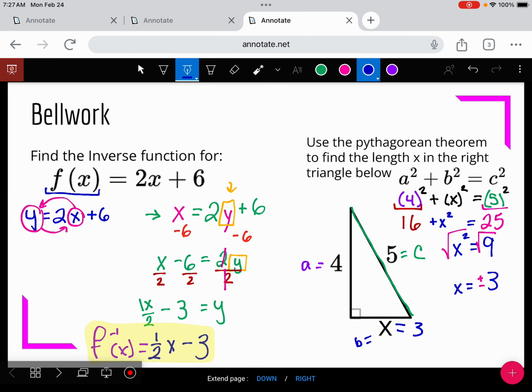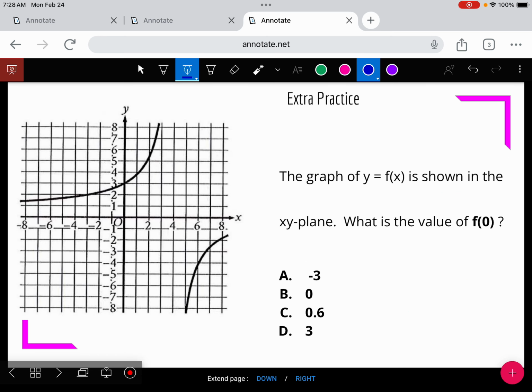Questions on our bell work before we do our SAT prep question, because that was not it. It was just something we tied in. Oh, snap. Surprise. Okay, so here's our extra practice for SAT stuff.